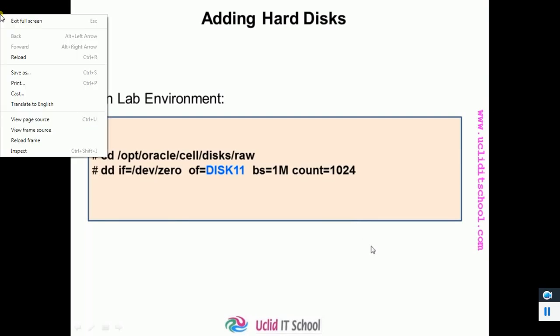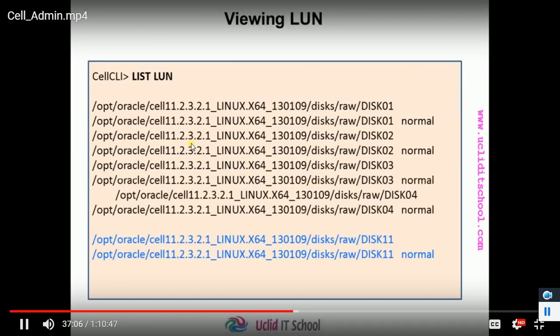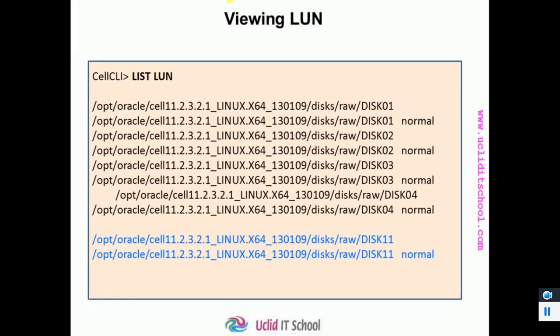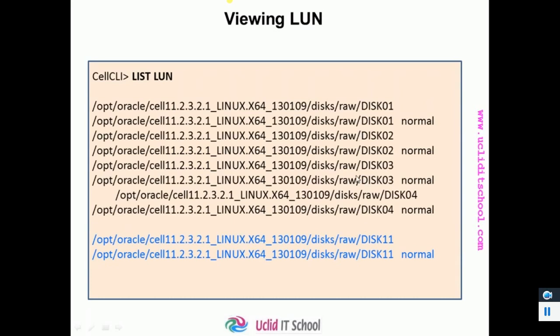Once the hard disk is added, every hard disk is automatically detected as a LUN in the Exadata storage server, right? So once you create the hard disk with the dd command, now you can list the LUN. It will immediately detect that disk as a LUN. So these blue lines are related to your added disk, which is disk 11. These are the LUNs related to already created disks, created by me.